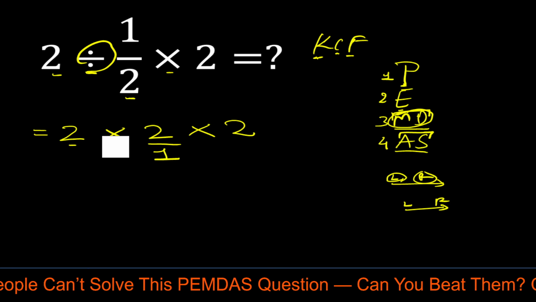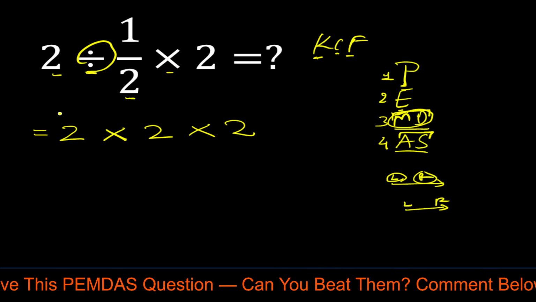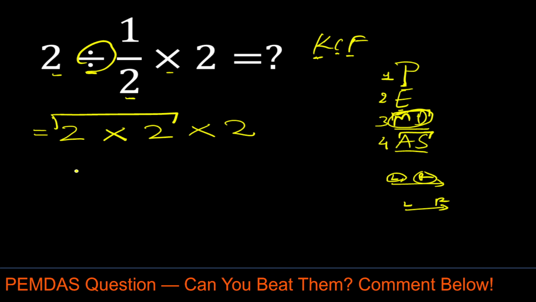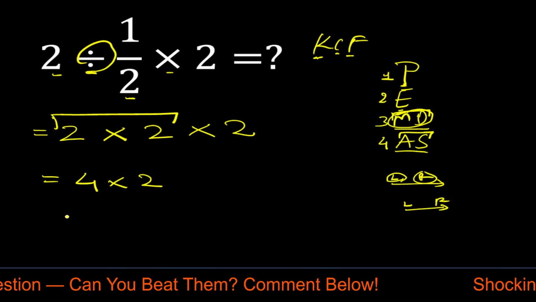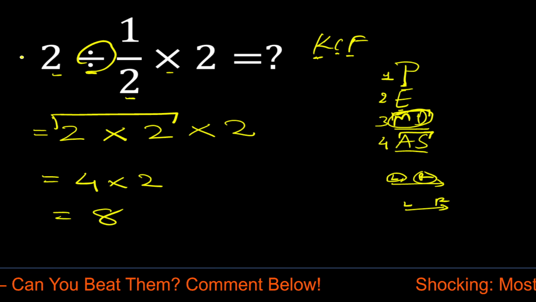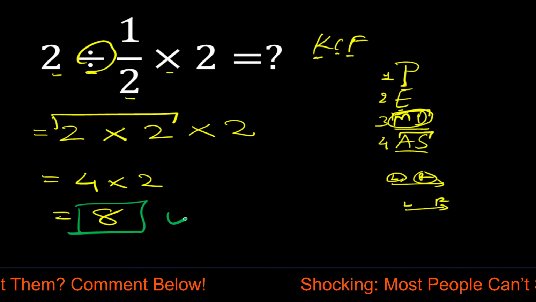Now 2 upon 1 is equal to 2, so we can remove this 1, right? So now 2 times 2 is equal to 4, times 2. Now 4 times 2 is equal to 8, right? So the correct answer is 8.